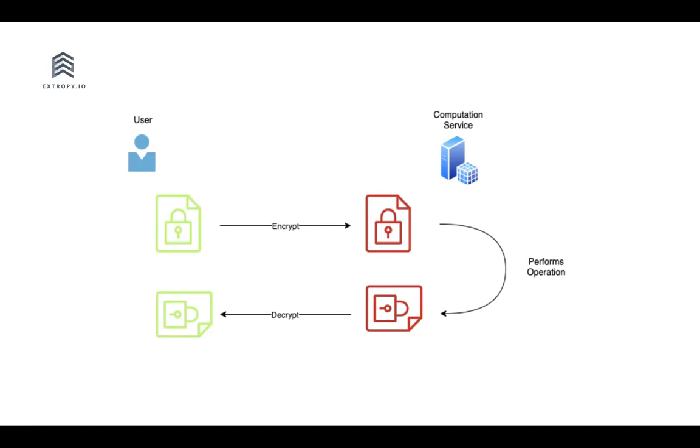So the idea behind homomorphic encryption is that the user can encrypt the data using some kind of encryption scheme, and pass this to a computation service. This computation service will do some computation, some operation on the data, and then pass it back to the user, who can then decrypt the result of this computation and get back a result that makes sense to them as plain text, and is the effect of if they'd done the computation themselves.